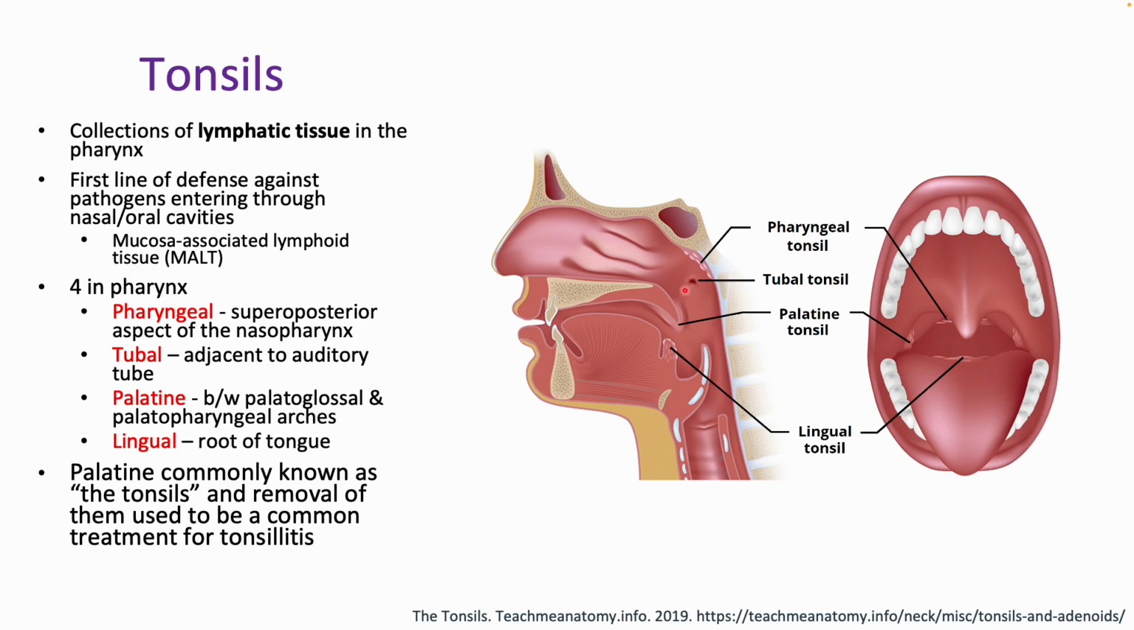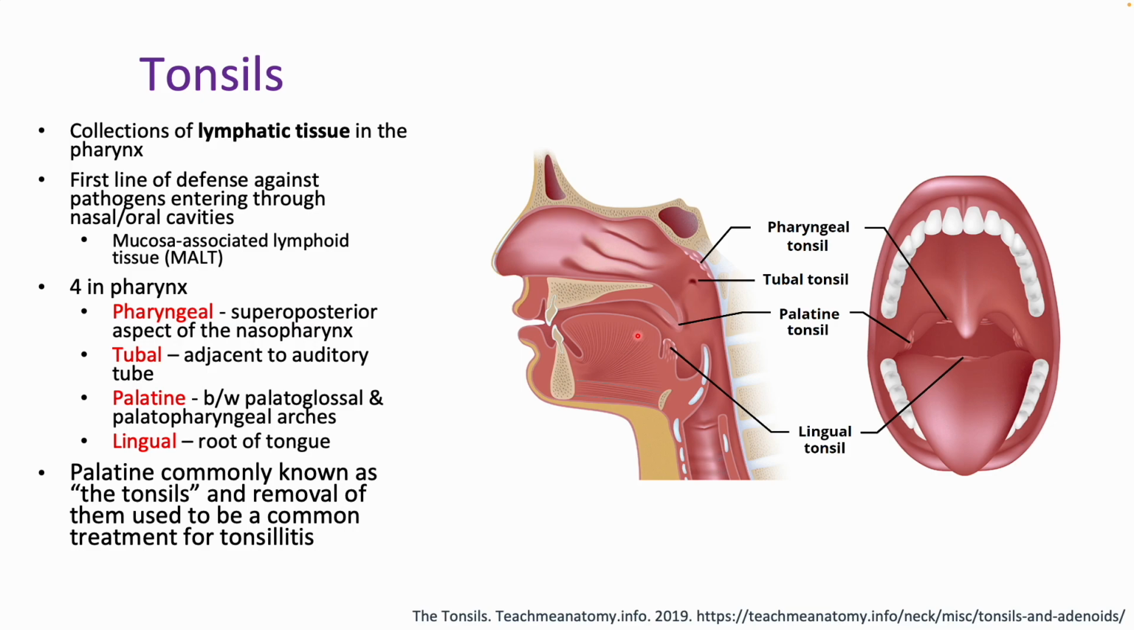The tubal tonsil, or tonsils, because this is going to be on both sides, right, is going to be adjacent to the auditory tube. So we have an auditory tube that's going to run up to your ear. So it's going to be kind of adjacent on the folds right here. Third, we have a palatine tonsil, and that's going to be between two arches, palatoglossal and palatopharyngeal arches, that are going to be back here.